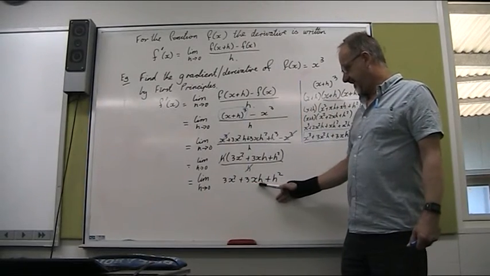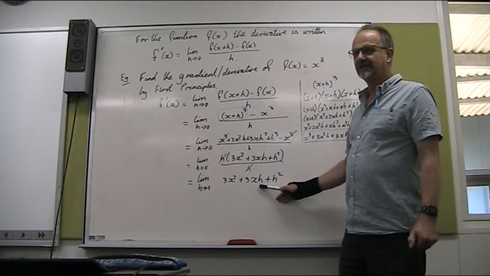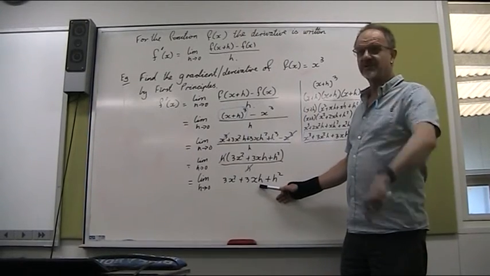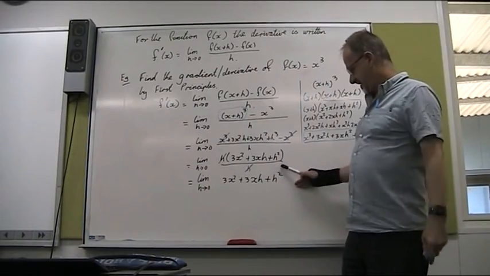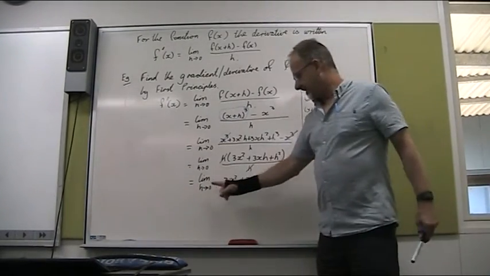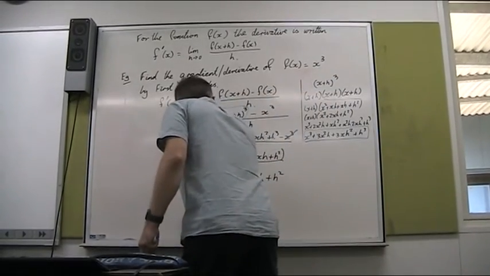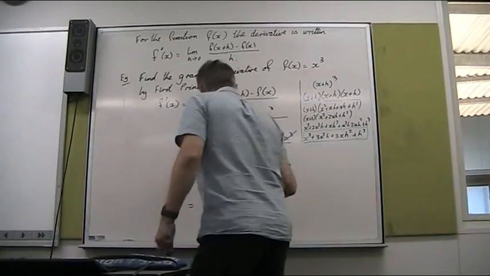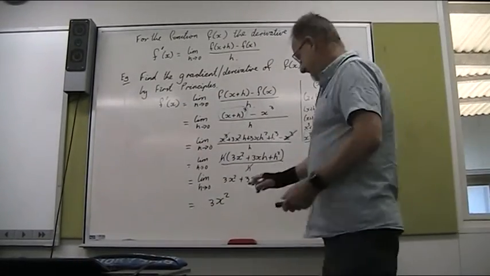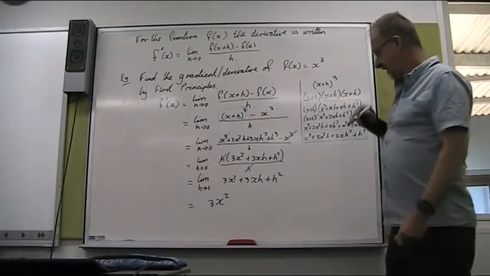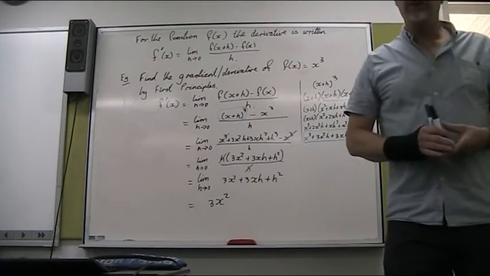What about this one, 3xh? What's going to happen to that when h gets smaller and smaller? It's going to go towards 0, yeah, because h is going towards 0, and 0 times anything is 0. And this one, of course. So the limit, as h tends towards 0 of all of that, is simply 3x squared. And so 3x squared then is the derivative of x cubed, and this process here is called first principles.